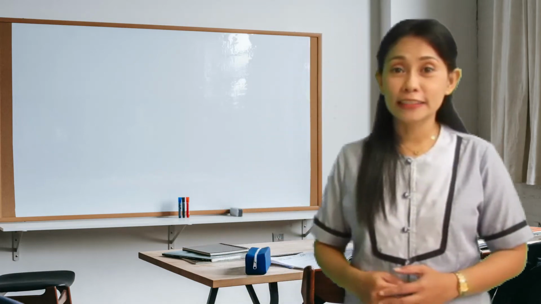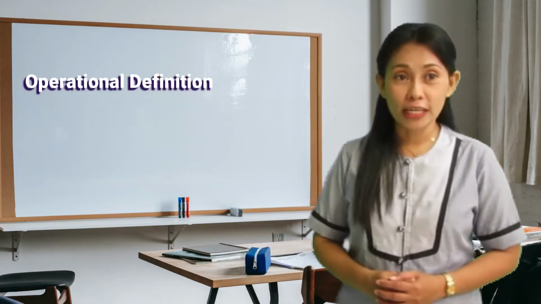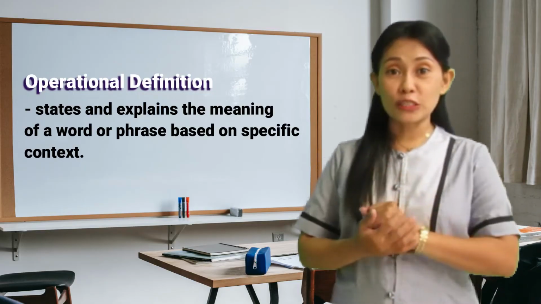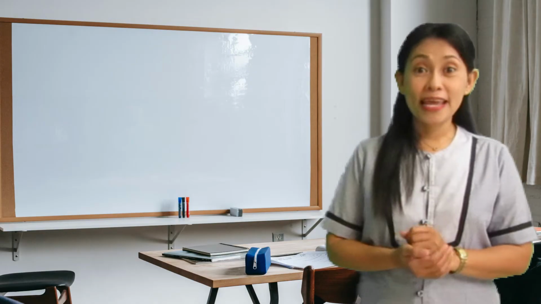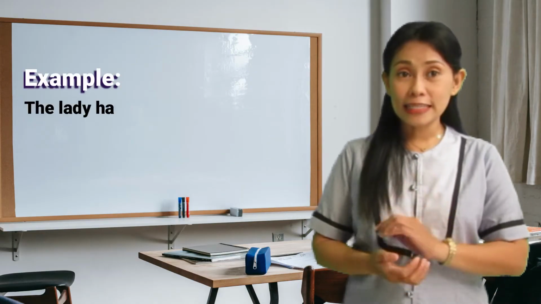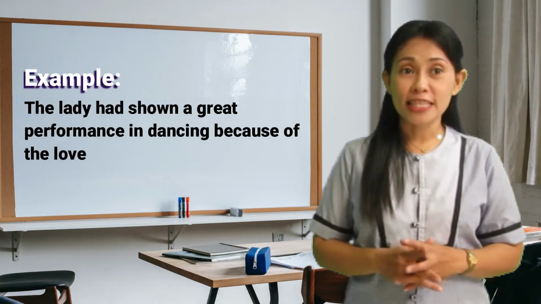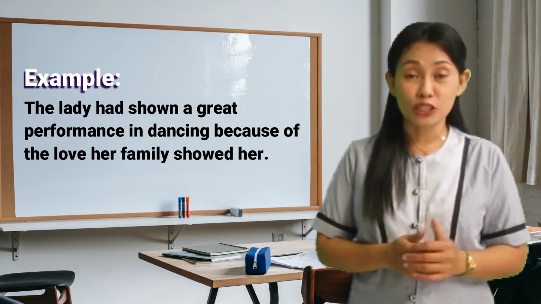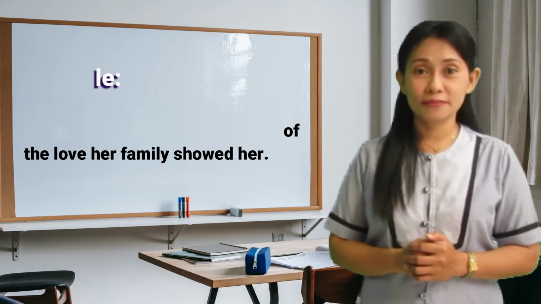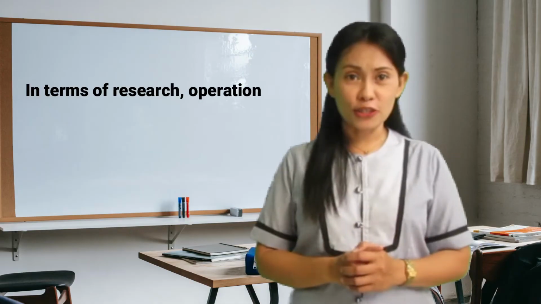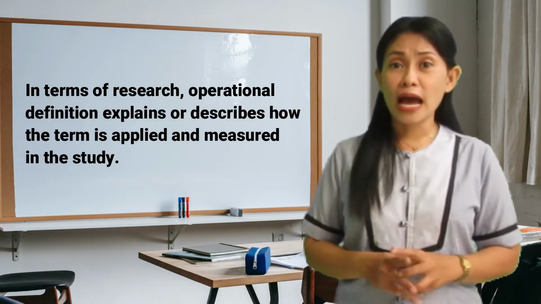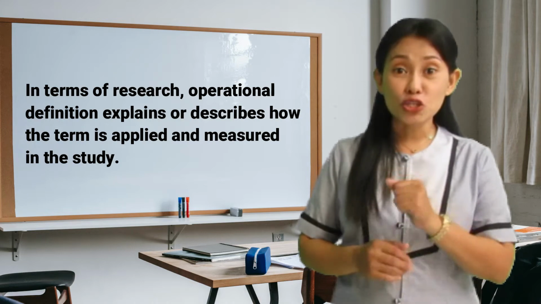On the other hand, operational definition states and explains the meaning of a word or phrase based on specific context. Example, the word love in the sentence, the lady had shown a great performance in dancing because of the love of her family showed her, means to care or to support. In terms of research, operational definition explains or describes how the term is applied and measured in the study.